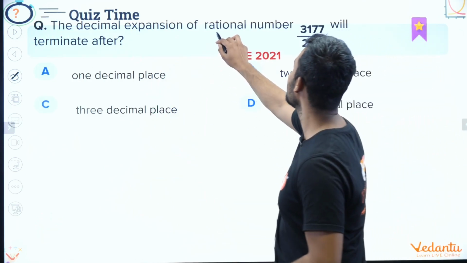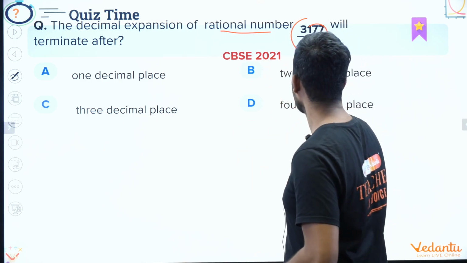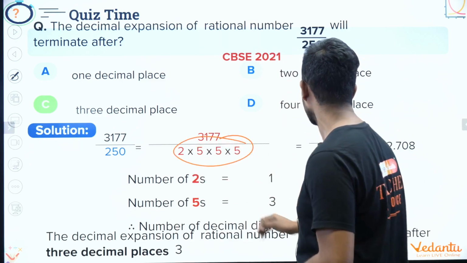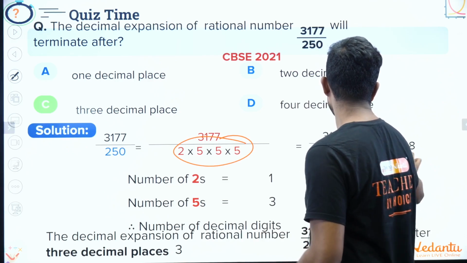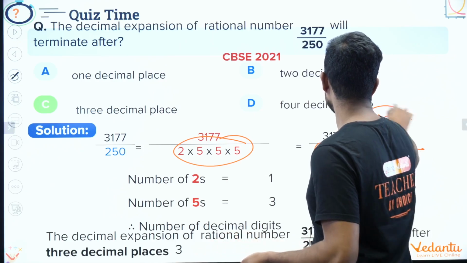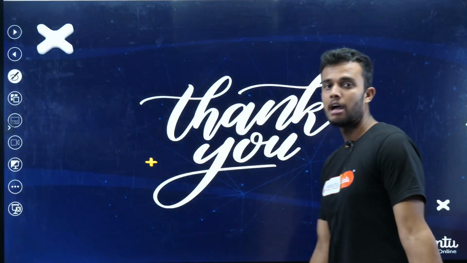Quiz time. First question. The decimal expansion of the rational number will terminate after 1 decimal, 2 decimals, 4, or this one. If we expand this 250, we can get 2 into 5 power 3. 3 is there now. 3 digits are there after the 0. We can say 3 decimal places. It is about real numbers.